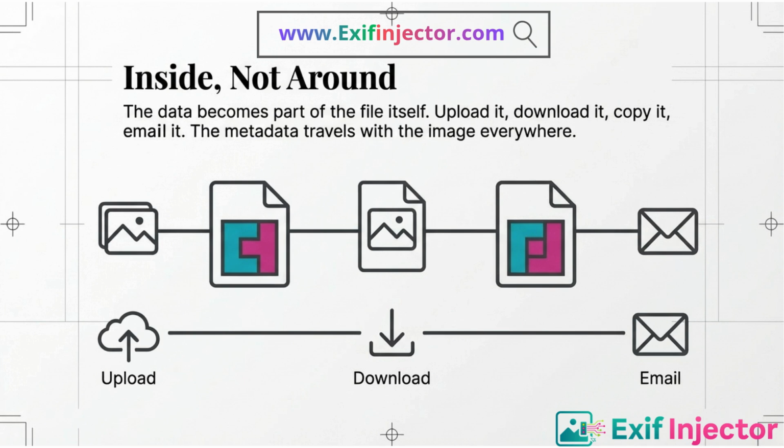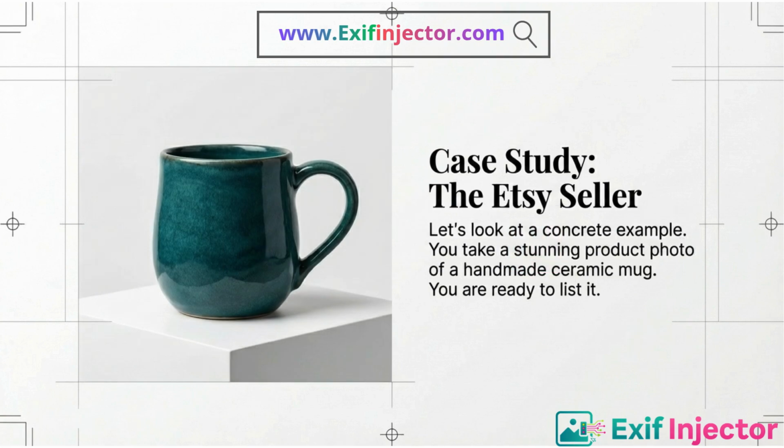Case study: the Etsy seller. Let us look at a concrete example. You are an Etsy seller. You take a stunning product photo of a handmade ceramic mug. Teal glaze, beautiful form. You are ready to list it. The photo looks perfect to your eyes. But what does it look like to the algorithm?